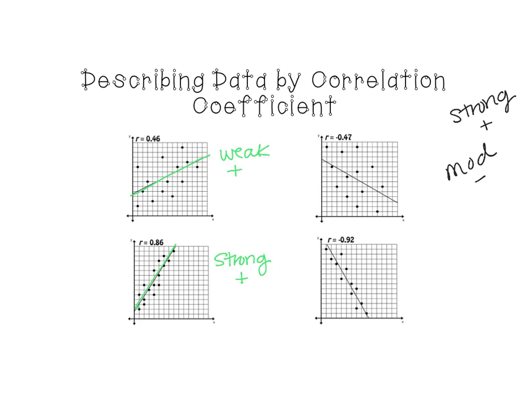Looking at -0.47, that's again below 0.5 in magnitude, so it's going to be a weak negative. And -0.92 is going to be a strong negative.